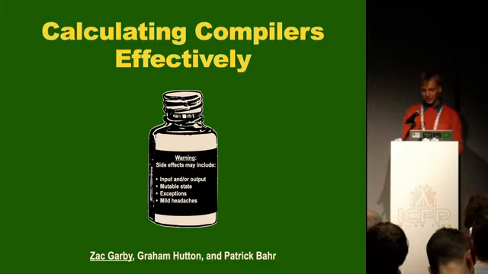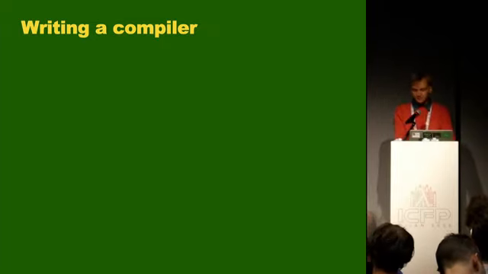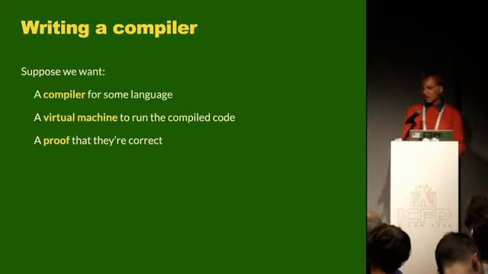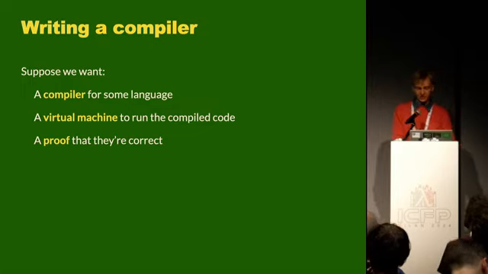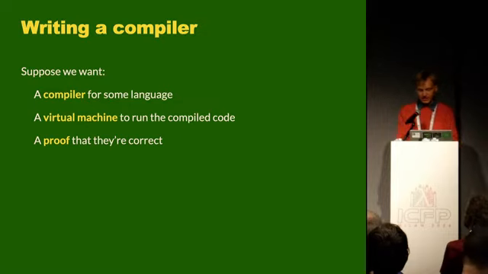So just for a bit of background, there are two ways that we can write a compiler. But the things we want are the same, right? We have a language, and we want a compiler for this language. And we also want a virtual machine that can take the code generated by this compiler and run it. And in an ideal world, we also want a proof that these two things are correct, right? That they actually do what we want them to do, because without that, it's not very much use, I suppose.